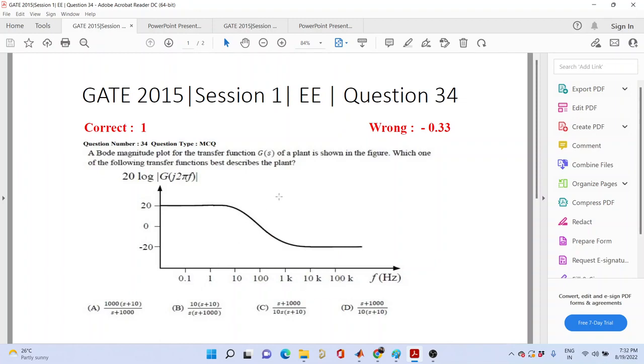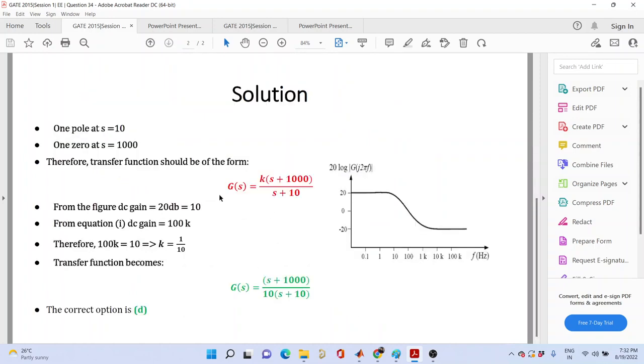When I say 20 dB per decade, it means the frequency has increased by 10 times. Yes, we can write 20 minus 0 upon log of 100 minus log of 10. Correct. Absolutely. So somebody was asking me about DC gain. Once you have the transfer function like this, you put S equal to 0, because S contains the frequency term. If you put S equal to 0, that will give you the DC gain.